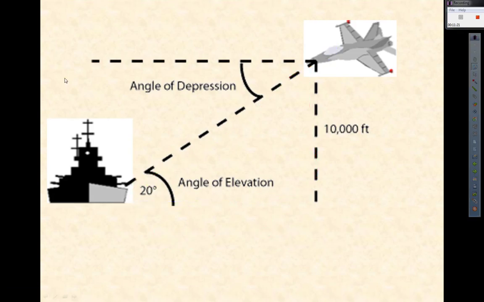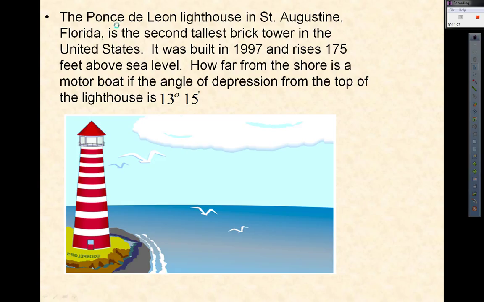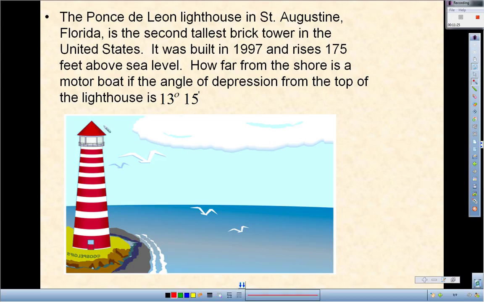Alright, so let's look at another example. It says the Ponce de Leon Lighthouse in St. Augustine. It's very pretty also. If you've never been to St. Augustine, great place to go for a vacation. It is the second tallest brick tower in the United States. It was built in 1997 and it rises 175 feet. So this tower is 175 feet. Now obviously this isn't the real lighthouse. I just borrowed it from Google.